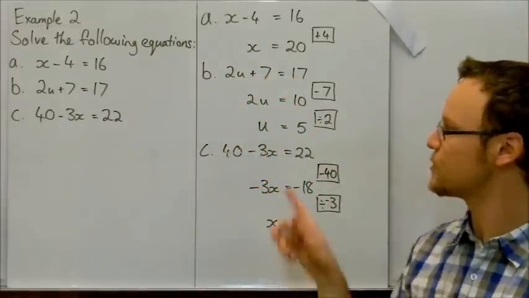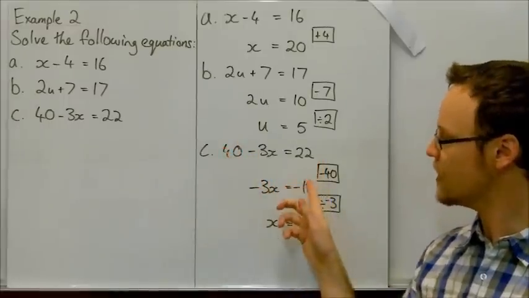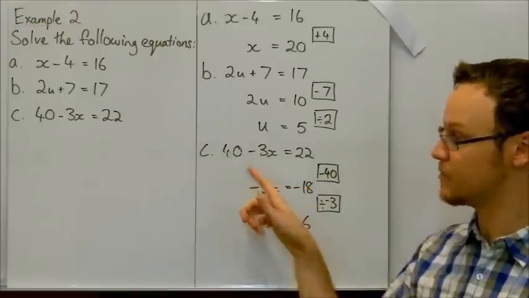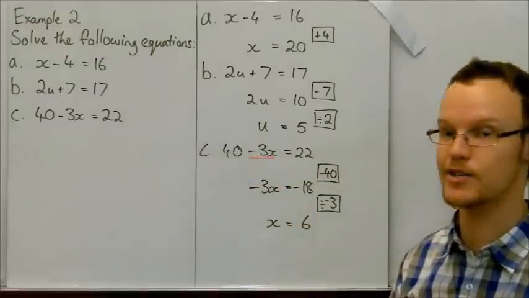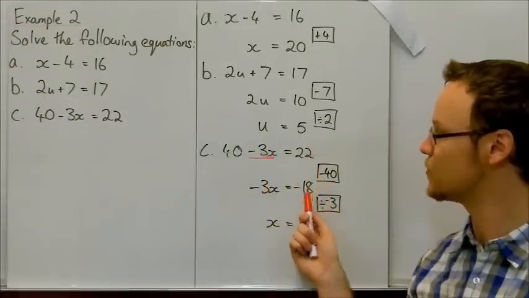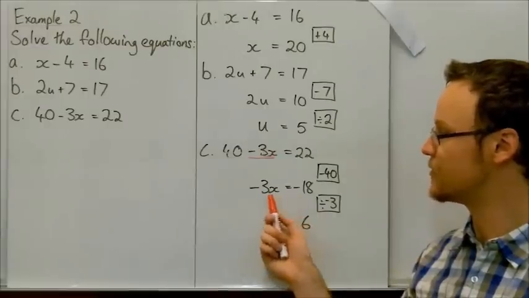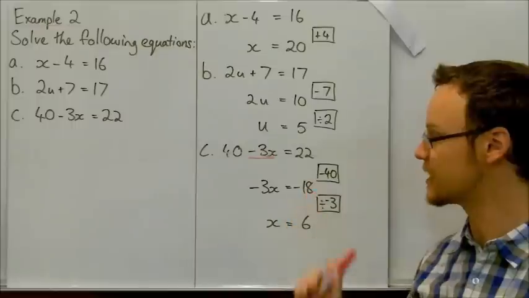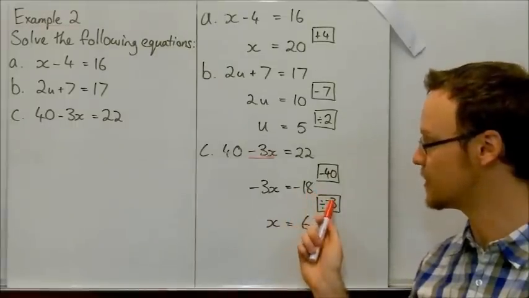Lastly, we've got 40 minus 3x equals 22. We can take away the 40 from both sides, and we will get our minus 3x, because the sign always travels in front; the subtraction sign will always be in front. So we're left with minus 3x equals 22 minus 40, which is negative 18. Then we can divide both sides by negative 3, and we'll get x equals 6. Negative 18 divided by negative 3 is 6, because a negative divided by a negative is a positive.